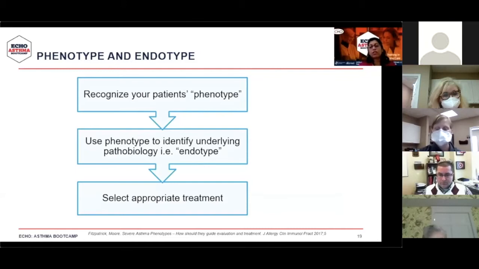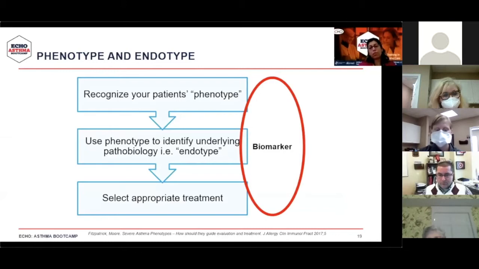And so that's why the role of a biomarker has risen. Biomarkers allow us to understand, for a particular phenotype, what is going on at a cellular level, what kind of inflammation may be occurring in the patient's body. And biomarkers also allow us to target appropriate treatments personalized to their type of inflammation.